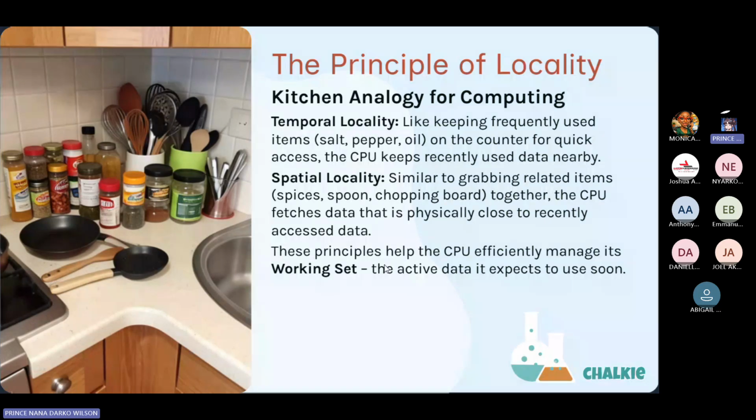And then spatial locality is similar to grabbing related items, spices, spoons, and chopping board together. The central processing unit fetches data that is physically close to recently accessed data. So when data values are stored together, data values that are held close to each other are easily touched when we are trying to reach another data. The analogy in the kitchen this time will be when you have stored your knives and spoons and everything together. When you are reaching into the stack, the very place where the spoons are held is where your knives are held. So deciding to go in for a spoon demonstrates spatial locality.